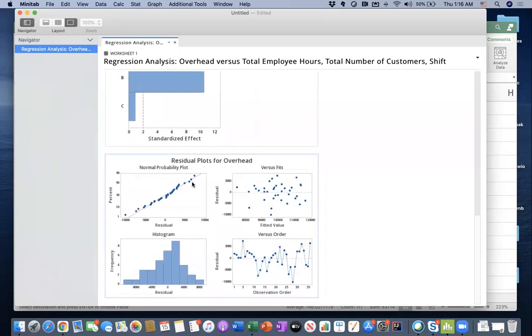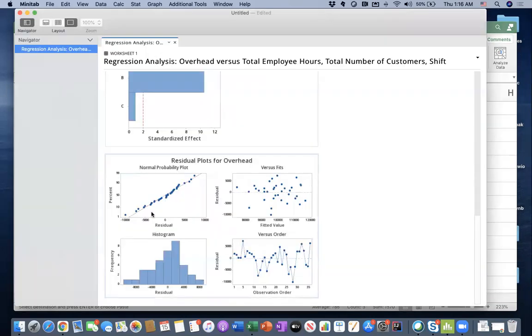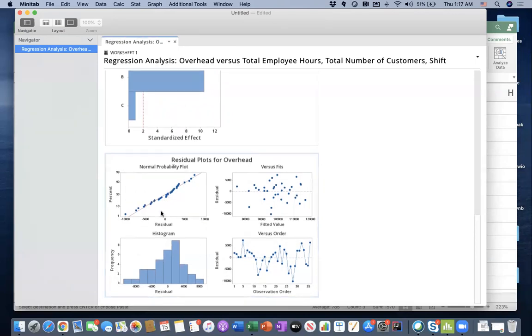So this is the normality test for the residuals. Residual is basically the difference between our overhead cost here and Minitab's predicted overhead value, right? We have the residuals on the x-axis here in the first plot, and then the percentile on the y-axis. This is literally the normality test. As you can see, all the dots are almost on this straight line, right? It passes the normality test, which is a good thing.